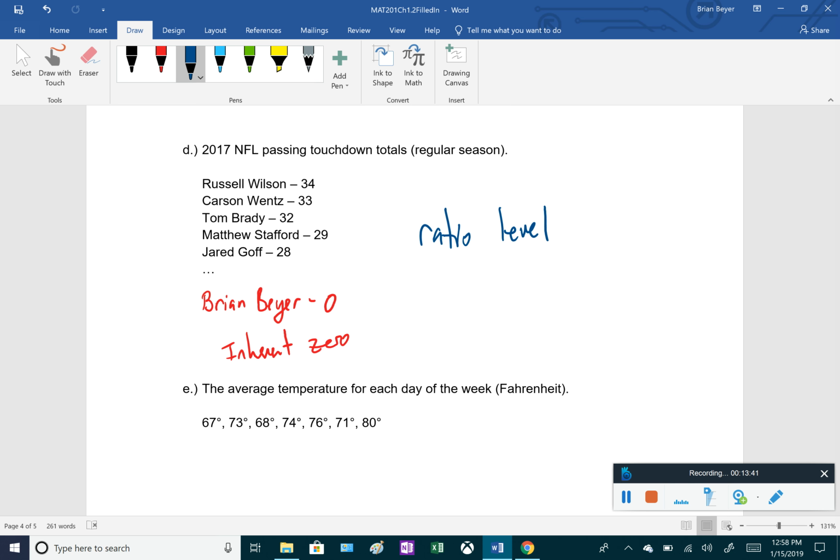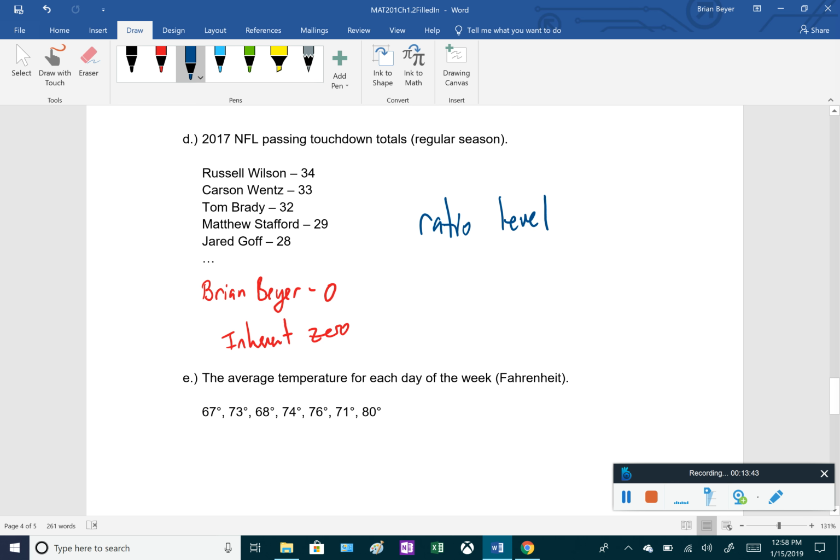So another way to think about where it would get its name from for the ratio level: if somebody threw 30 touchdowns and somebody else threw 10 touchdowns, we would say that the person who threw 30 touchdowns threw 3 times as many touchdowns as the person who threw 10 touchdowns. That is a ratio. That was 30 divided by 10, which is 3. So we can think of it by forming the ratio if that's meaningful, or we can think of it with the inherent 0.